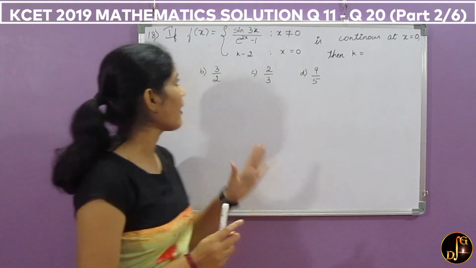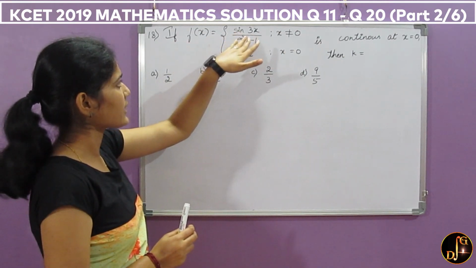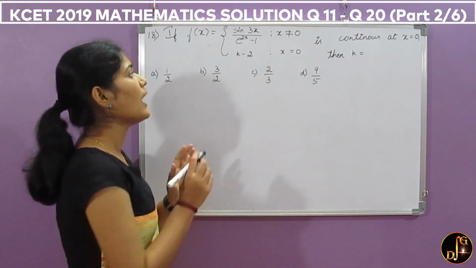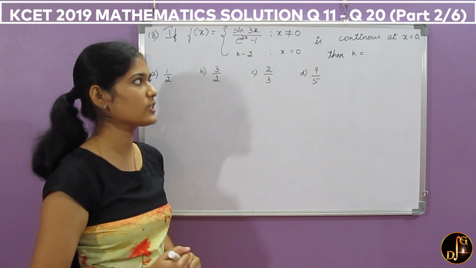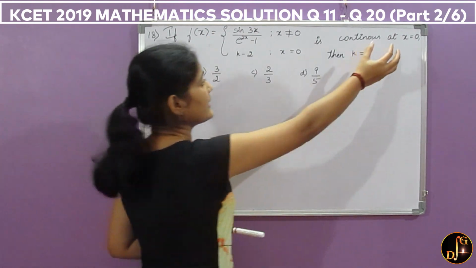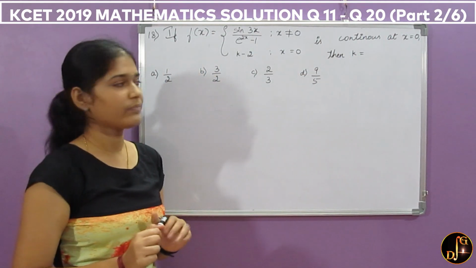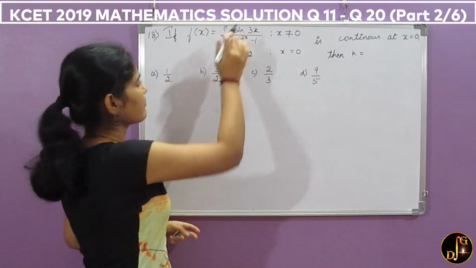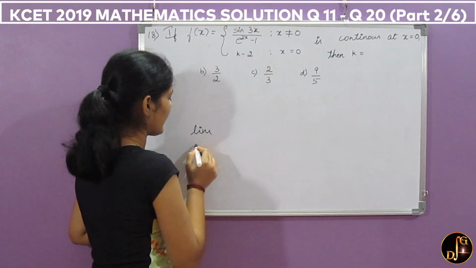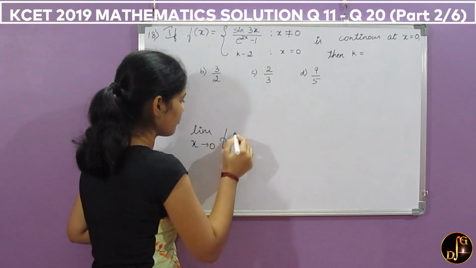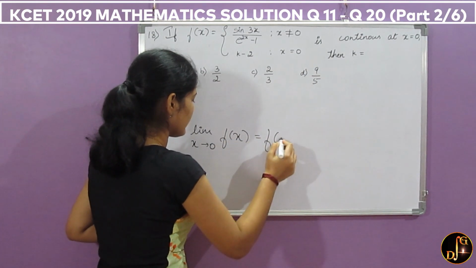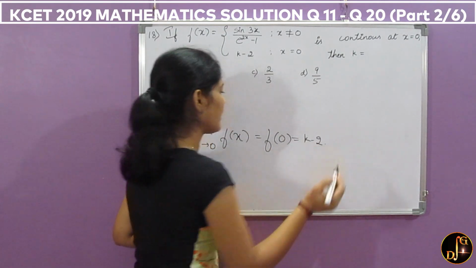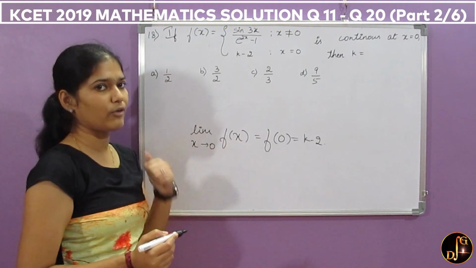In this problem, they have given a function f of x is equal to sin 3x by e power 2x minus 1 if x is not equal to 0, and k minus 2 when x is equal to 0. And also they have given that it is continuous at x is equal to 0. Then we have to find the value of k. This is continuous at this point means we know that limit x tends to 0 of f of x must be equal to f of 0. We know that f of 0 is nothing but k minus 2. We have to find limit x tends to 0 f of x.